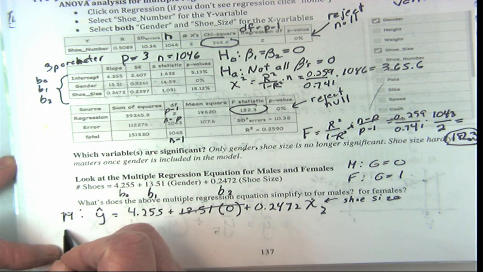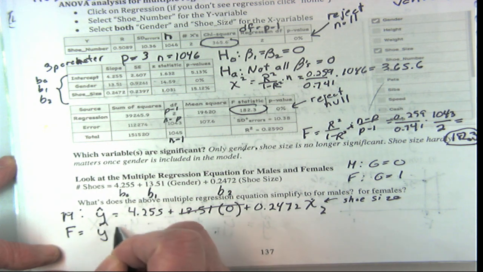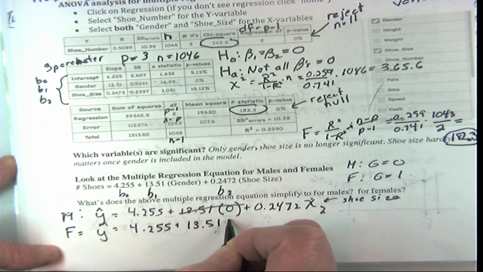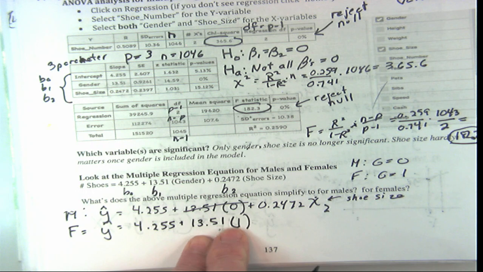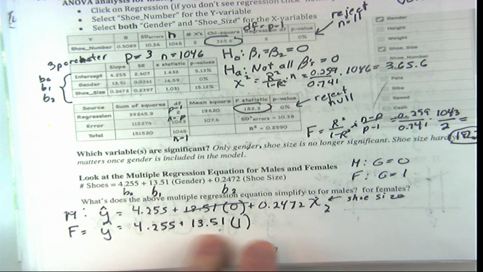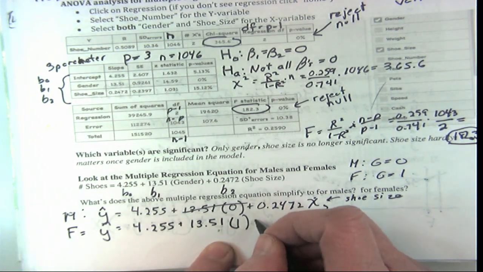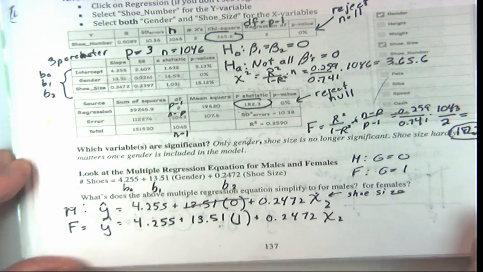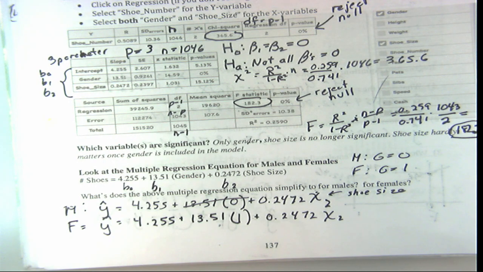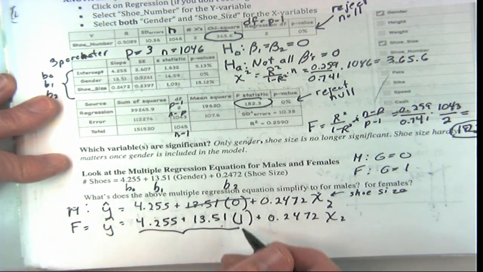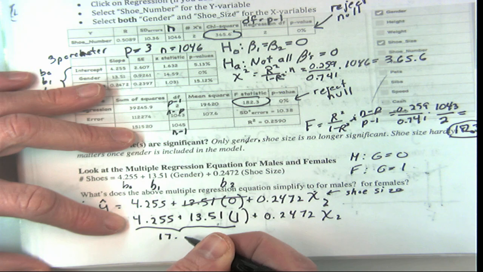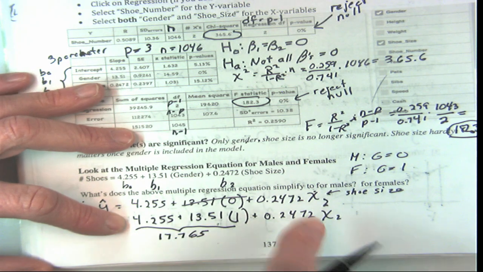And Y is the pairs of shoes. So we'll do the same for females. And now here's the difference it makes. Comparing males to females, females have on the average 13.51 more pairs of shoes, and we're multiplying by one here, plus. So what we notice here is two things. First of all, let's simplify this. We'll add this together, and females have a different intercept. When we add those two together, we get 17.765. And we have this tiny little slope here.